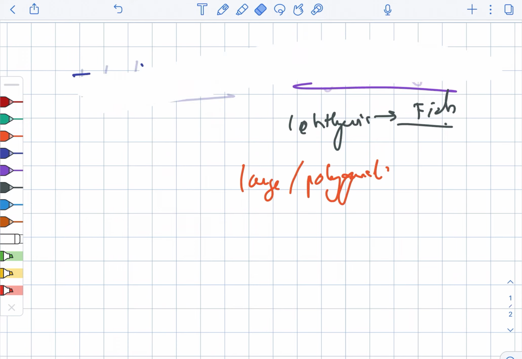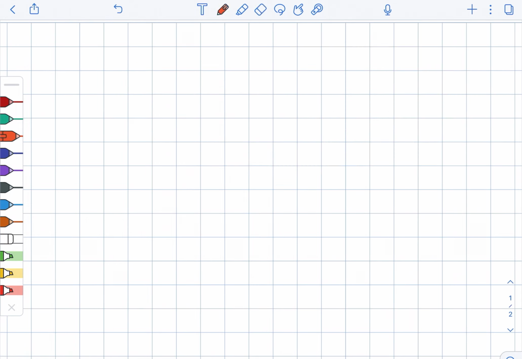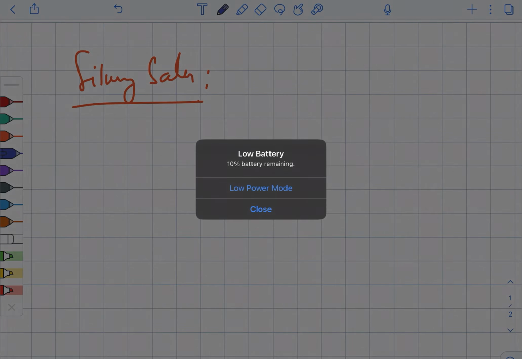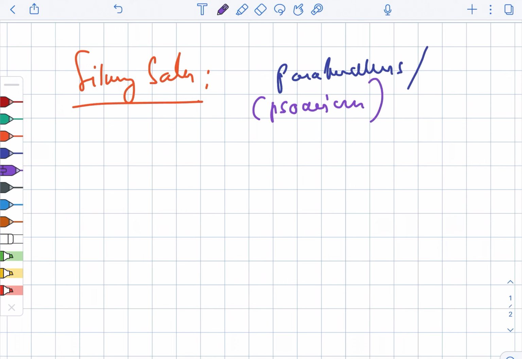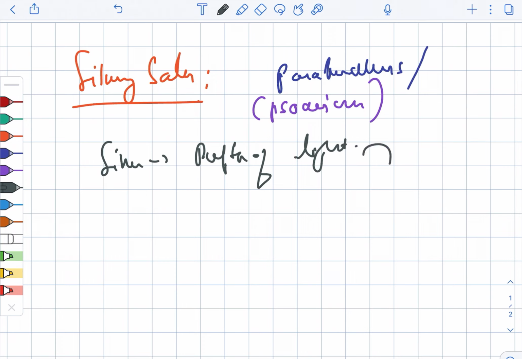Next, what we are seeing is the silvery scales. The silvery scales are characteristic of processes involving parakeratosis, especially psoriasis. The silvery color is due to the reflection of light at several air-keratin interfaces.